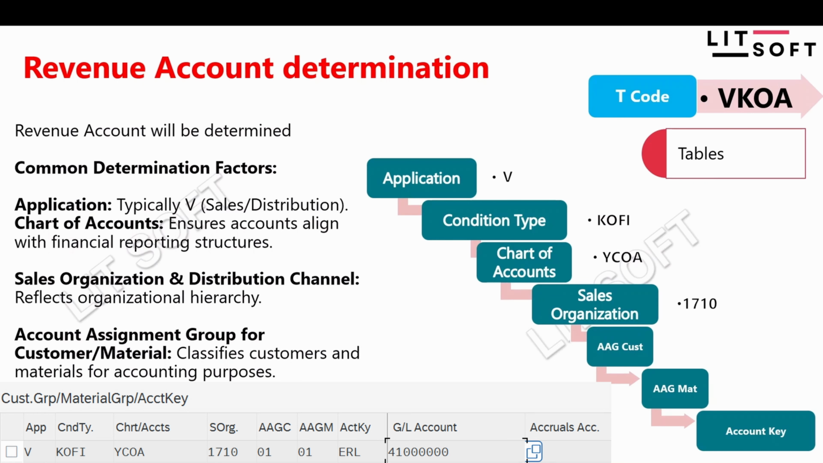Application V is sales, condition type KOFI, chart of accounts COA as per best practice, and the sales organization 1710, account assignment group for customer in the customer master, account assignment group for material in the material master, then account key, which is ERL, ERS, and all that stuff. So you can see here, this is a screenshot to have a glance.